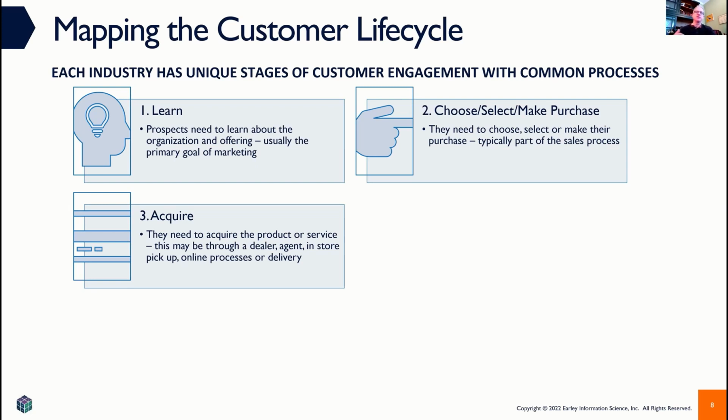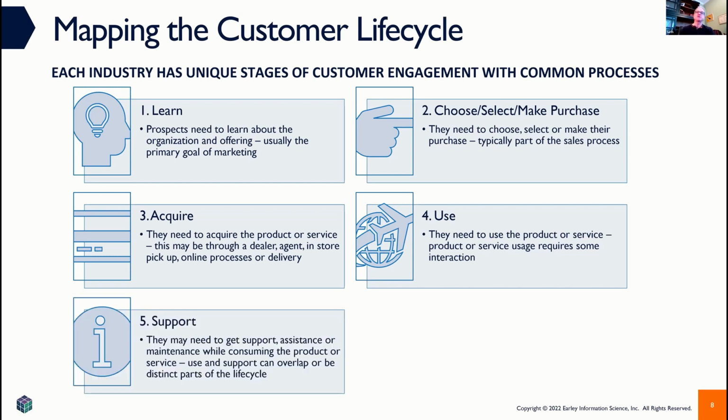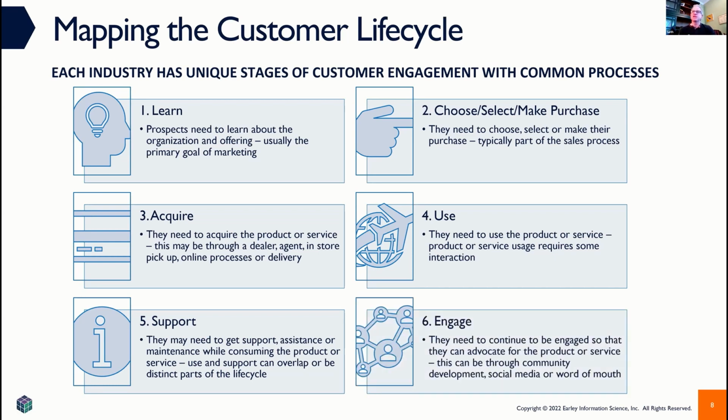So maybe it's in store, maybe it's a delivery, maybe it's a pickup, maybe they're online processes, any way that they can acquire. They need to be able to use the product or the service. And many times that requires some type of interaction, either with a service organization or a knowledge base or user manuals or whatever that might be. Of course, they need support when they have problems. So they have to get some type of assistance while they're consuming the product.